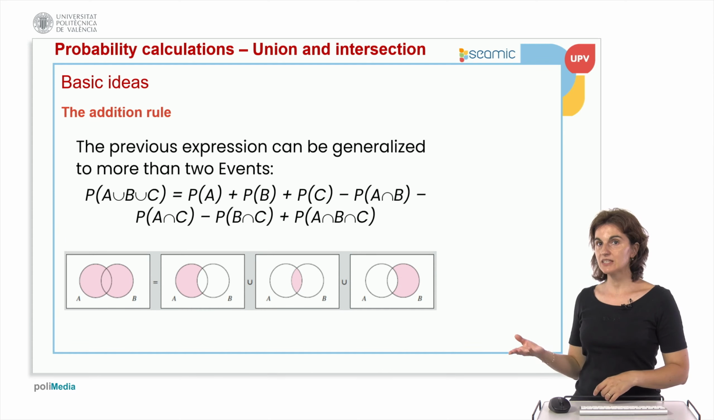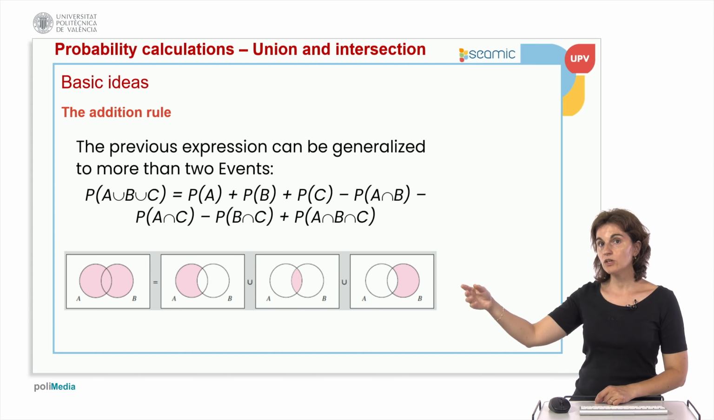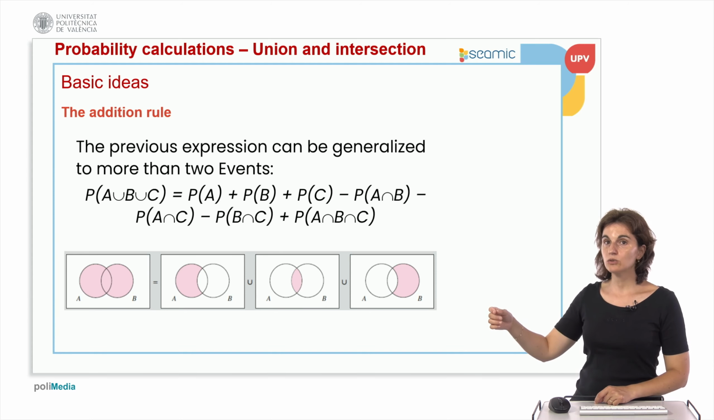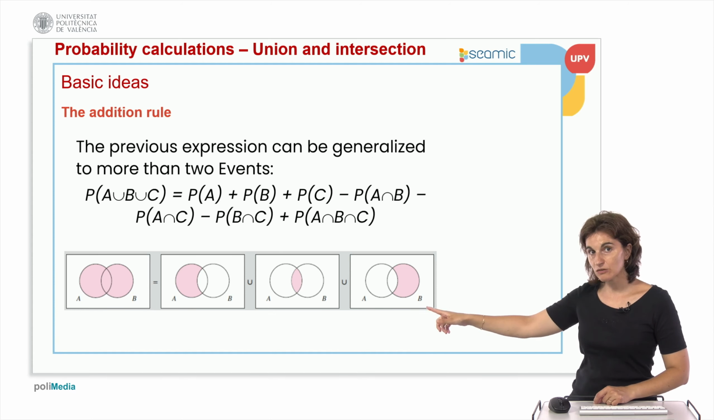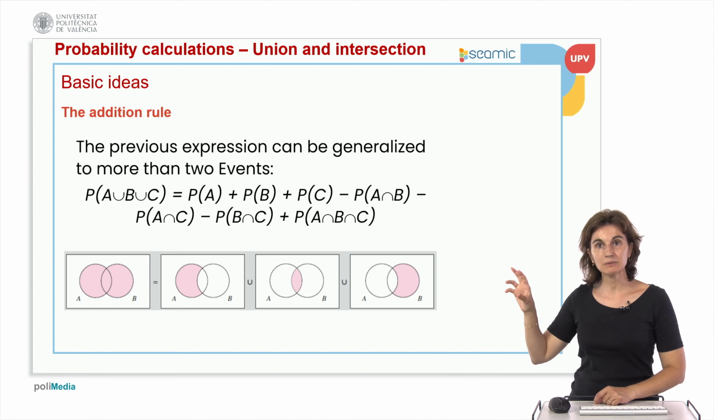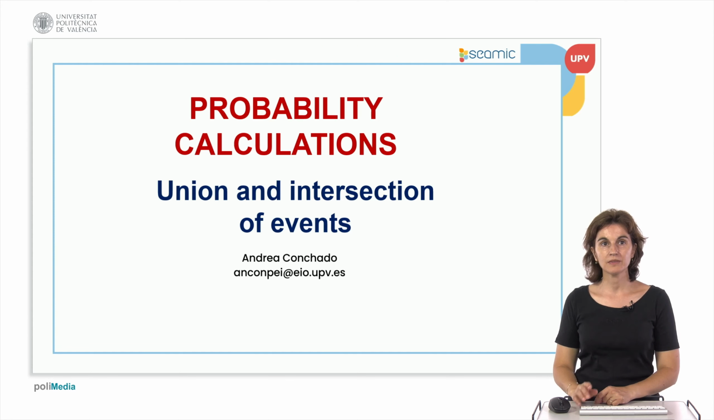So here you can see a representation of how it works. For the union of non-incompatible events, we need to consider the area of A plus the area of the intersection of both plus the area of B. This is a representation of this union, the addition rule.